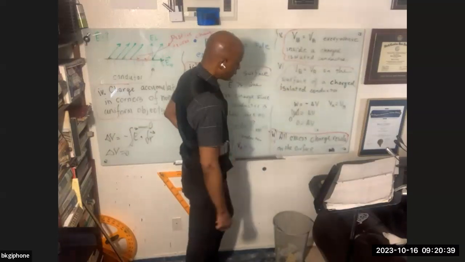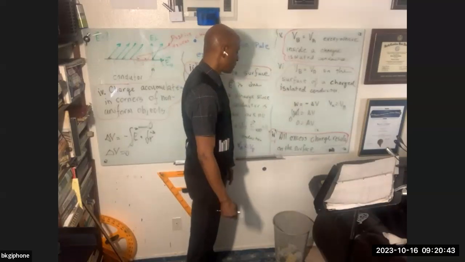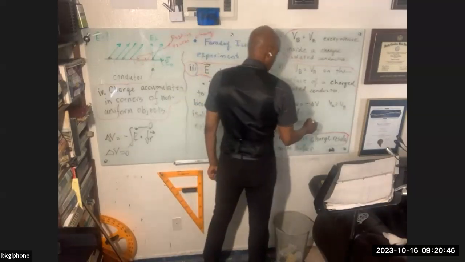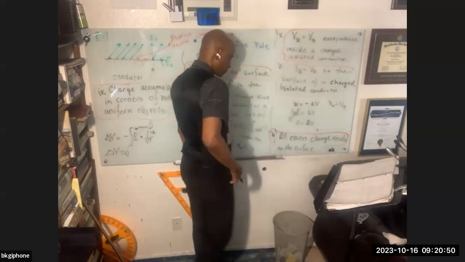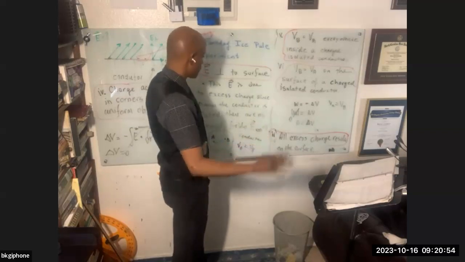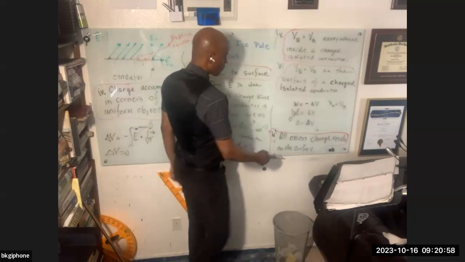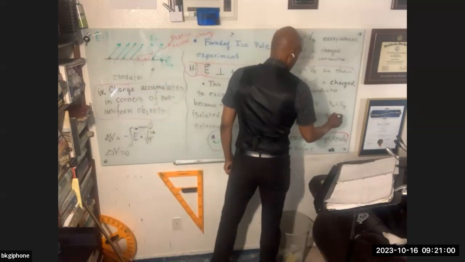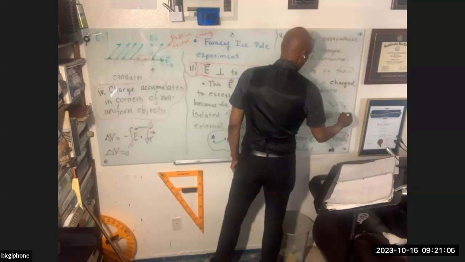But because delta V is 0 on the surface of an isolated conductor, the work has got to be equal to 0. So it won't require any work if you try to move those charges around. And that's justified because work is equal to the integral of F dot dx, right?